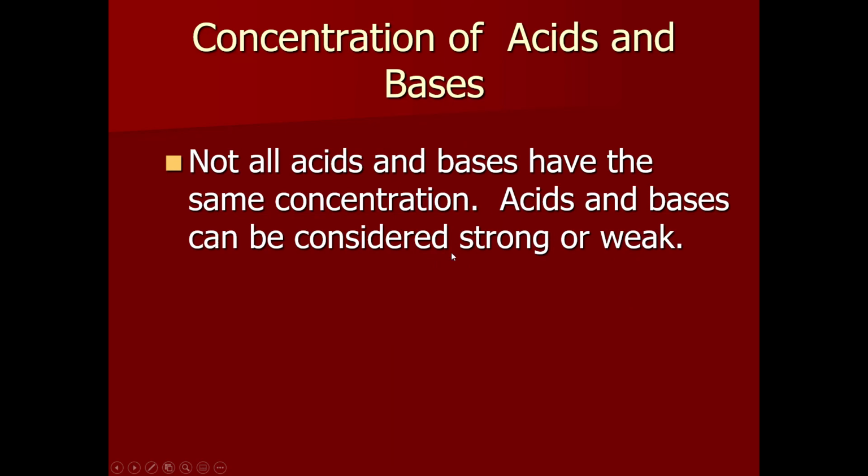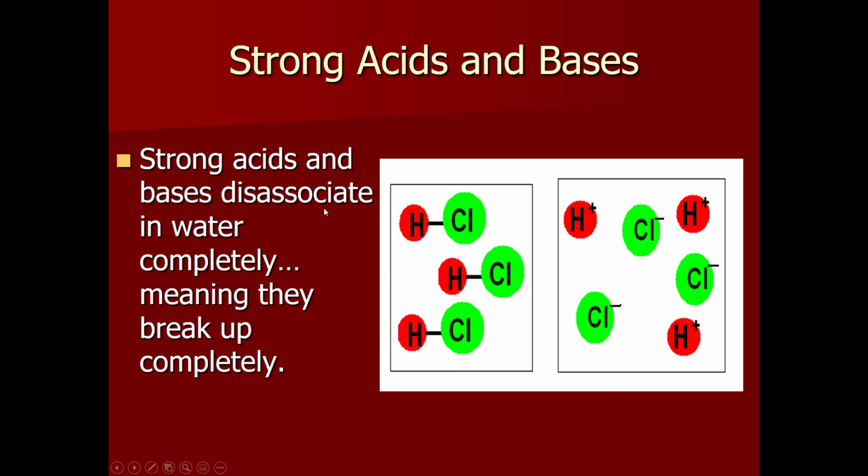Not all acids and bases have the same concentration. They can be strong or weak. The way you can tell the difference is if you put a strong acid or a strong base into water, it will dissociate completely into its ions. And this is where that electricity conducting comes from. You'll have these positive and negative charges because they break apart from each other. Here they are bonded, here they are dissociated, and they all dissociated. That makes it a pretty strong acid.